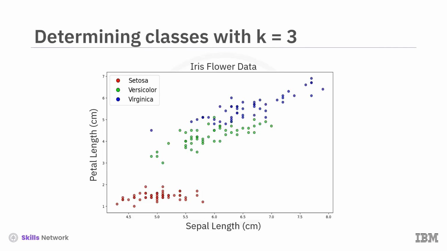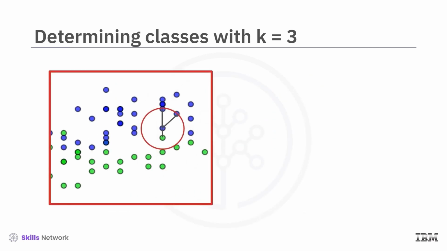Here is a scatter plot of the iris flower data between 2 features, sepal length and petal length. The points are the sepal-petal length pairs labeled with their actual iris type: setosa, versicolor, or virginica. Now consider the region bound by the box and the point at the center of the red circle. Its 3 nearest neighbors are indicated by the line segments connecting to them. Using a majority vote, KNN would correctly classify this point as blue, or virginica.